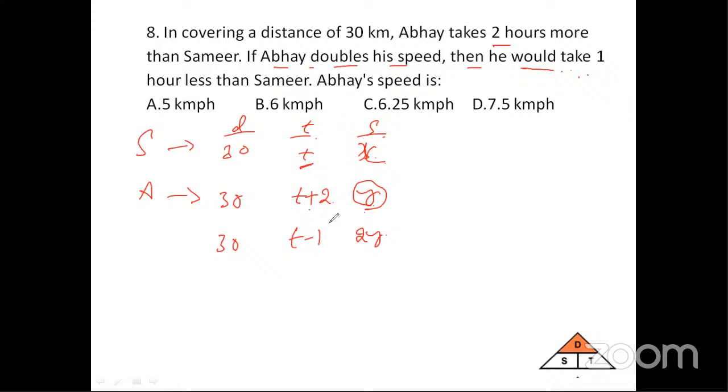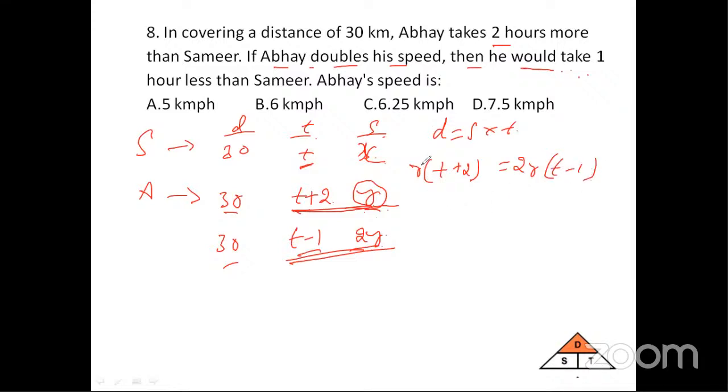Okay. So now we know this equation. Now we know the distance is the same. So what we can do, when the distance is the same, distance is equal to speed into time. We will take it for Abhay, because for Abhay it is the same thing. So we will take it as y into t plus 2 is equal to the next part, 2y into t minus 1. Observe carefully, 2y into t minus 1. If you observe, we can cancel this y here. So what is remaining?